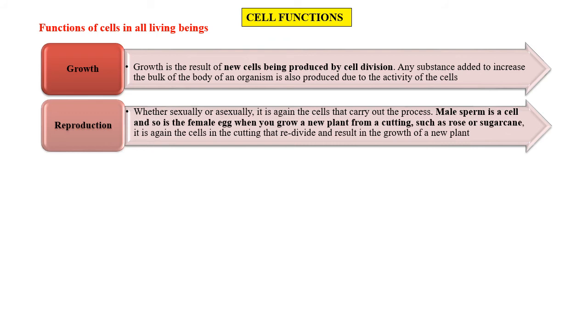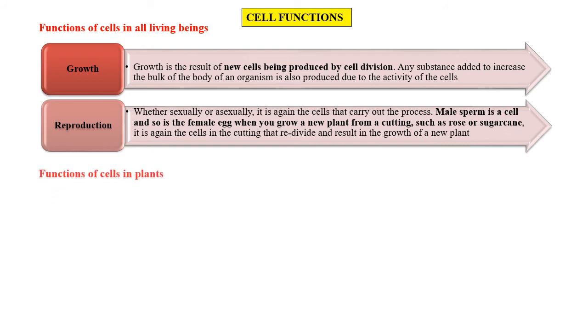out the process. The male sperm is a cell, and so is the female egg. When you grow a new plant from a cutting, such as a rose or sugarcane, it is again the cells in the cutting that redivide and result in the growth of a new plant.